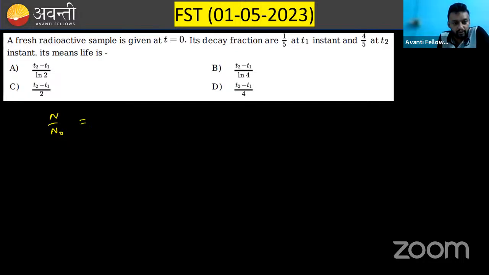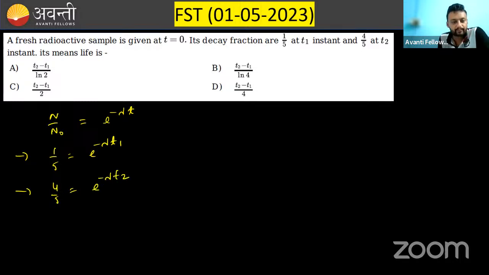So one thing that you should know, N over N naught, or N is equals to N naught e raised to the power minus lambda t. We know that now. So at time t1, this is 1 by 5 is equals to e raised to the power minus lambda t1. This is first. Secondly, you know that the decay fraction is 4 by 5 at time t2, e raised to the power minus lambda t2. This is equation number 1. This is equation number 2.